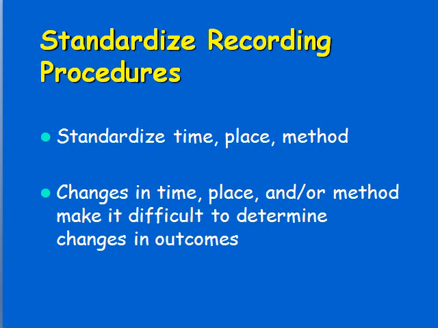And the reason we want consistency is changes in time, place, or method make it difficult to determine changes in outcome, because we don't know if we're changing the time, the place, or the method. Then we don't know if the changes that we see are due to real changes in client behavior or due to the changes in time, place, or method. So it's very important to do that.